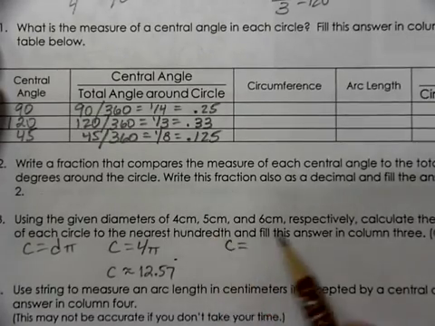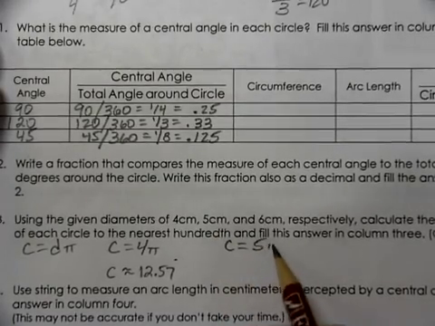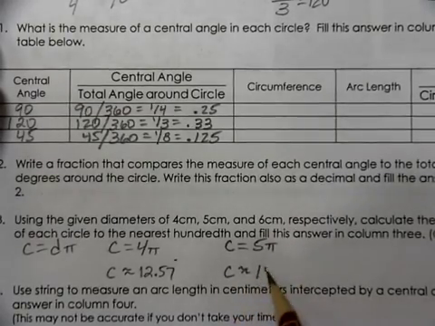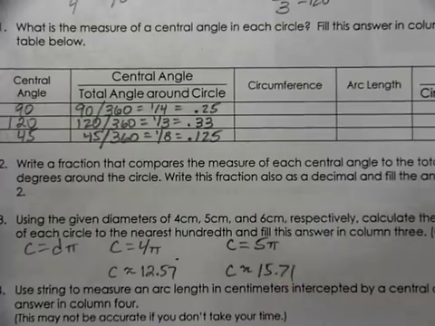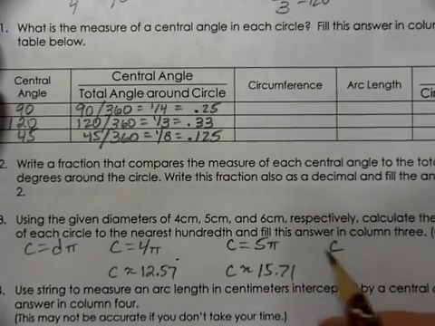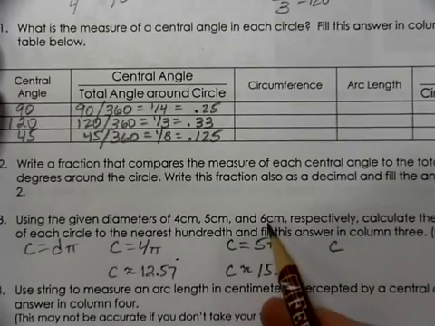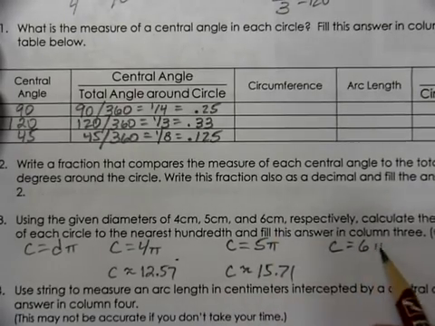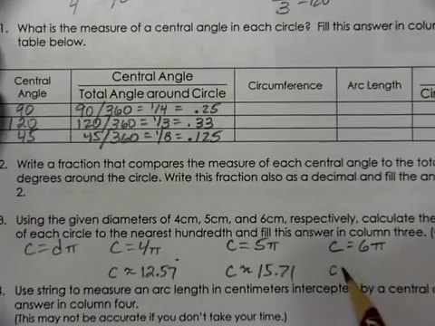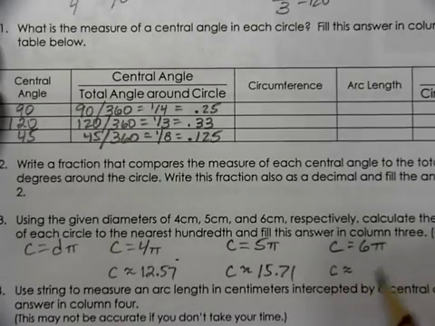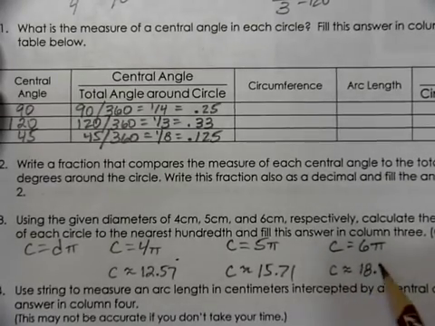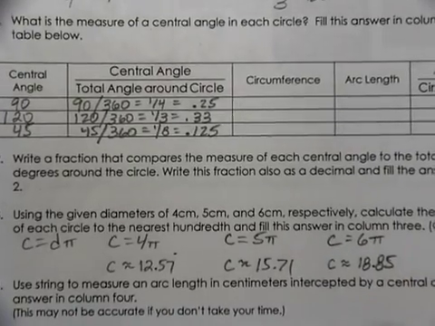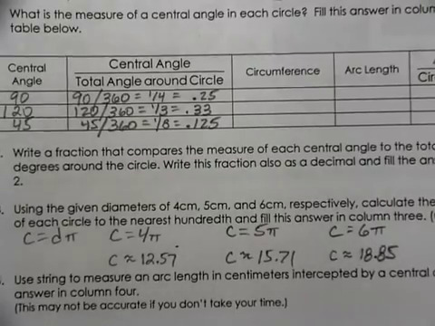If the diameter is 5, we get 5 pi, which is approximately 15.71. And then if our last diameter for the biggest circle is 6, we'll get 6 pi. That comes out to 18.85. Those are the measurements for each of the circumferences of our circles.